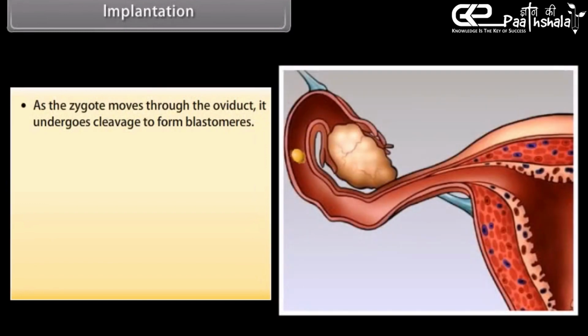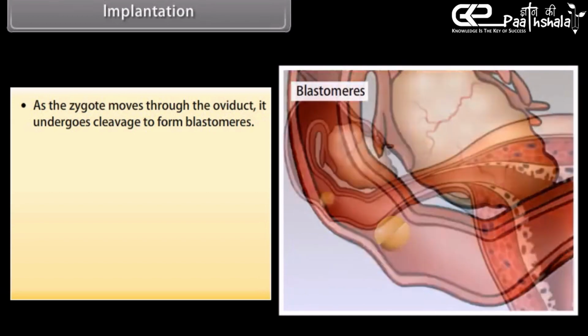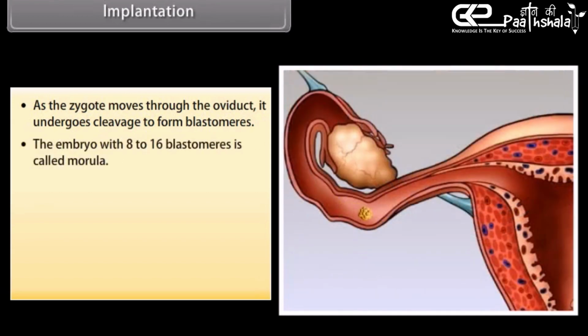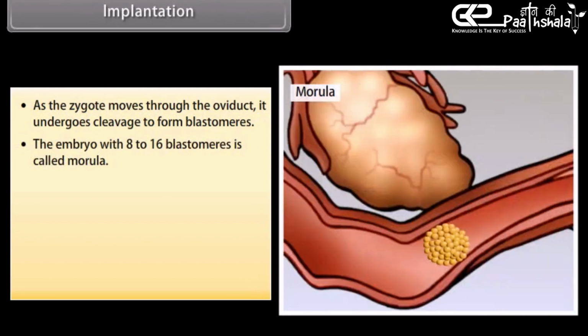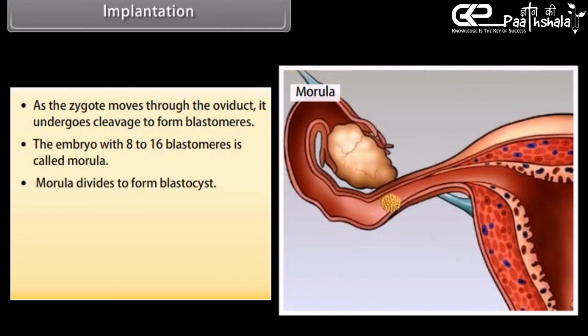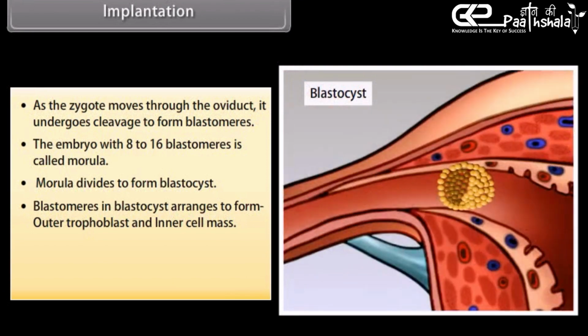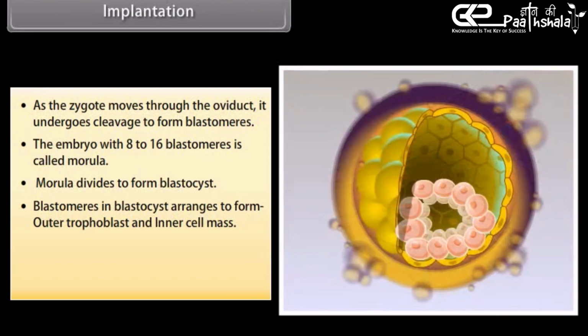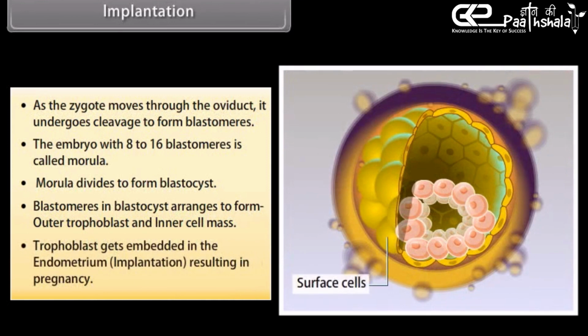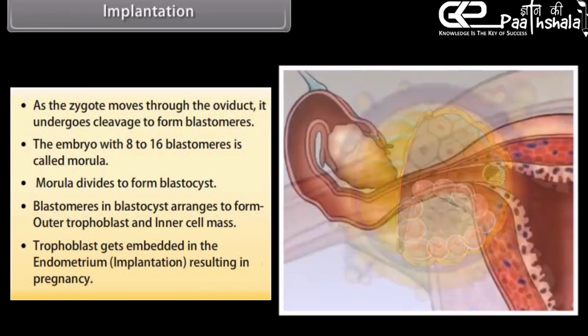Implantation. As the zygote moves through the oviduct, it undergoes cleavage to form blastomeres. The embryo with 8 to 16 blastomeres is called morula. Morula divides to form blastocyst. Blastomeres in blastocyst arrange to form outer trophoblast and inner cell mass. Trophoblast gets embedded in the endometrium for implantation, resulting in pregnancy.